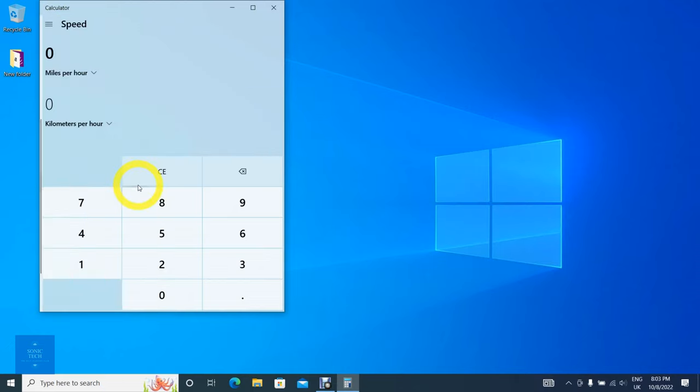Try now a speed converter, and convert between kilometers per hour, feet per second, miles per hour, Mach, knots, and centimeters per second.